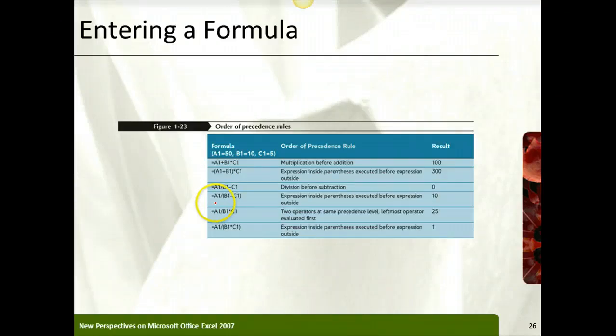Next one, we have division. It's going to be done before subtraction. This one here, the subtraction is going to be done before division because of the parentheses. This one here, two operators on the same precedence level. The leftmost operator will be evaluated first, so in this instance it's going to be division. And then an expression inside of parentheses is always going to be executed before those outside. So if you want to force an expression regardless of the order of precedence that it's in mathematically, use parentheses.